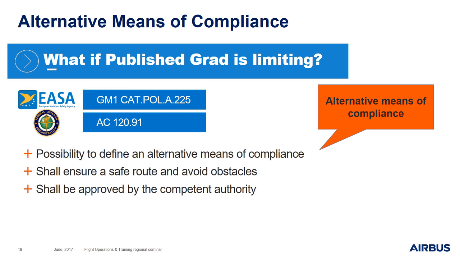But what if the published gradient is limiting? EASA in guidance material and FAA in advisory circular give the possibility to the operator to define an alternative means of compliance. This alternate procedure shall ensure a safe missed approach, avoiding all obstacles, and shall be approved by a competent authority. We will come back to this alternative procedure later in this presentation.